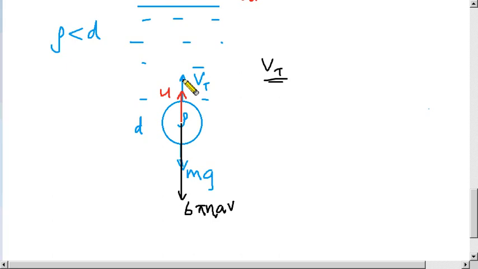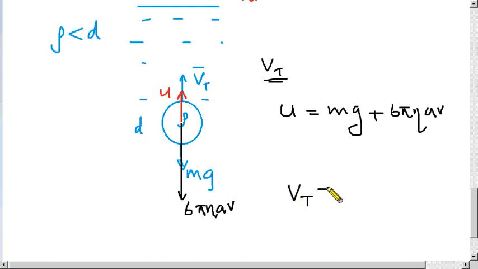How this one, upthrust, this velocity, and mg downward. So upthrust equals mg plus 6πηav. So you have to write the equation like this. Then you can receive the suitable answer, the numerical value for the terminal velocity, after substituting the given values for the variables.